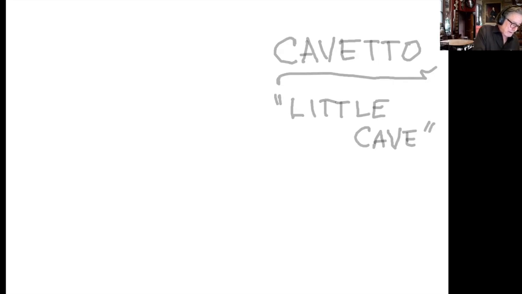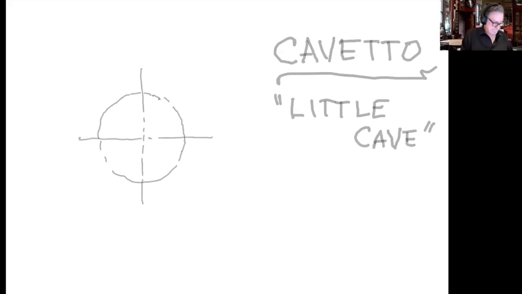So let's draw a guide circle again, with axes like that. So the cavetto is in a way the concave analog of the ovalo. It's a quarter of a circle. So maybe we'll draw a ceiling plane and a fillet up here like that.